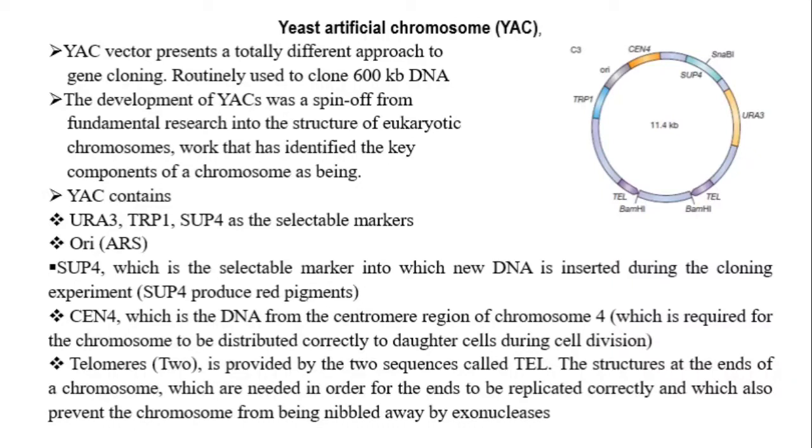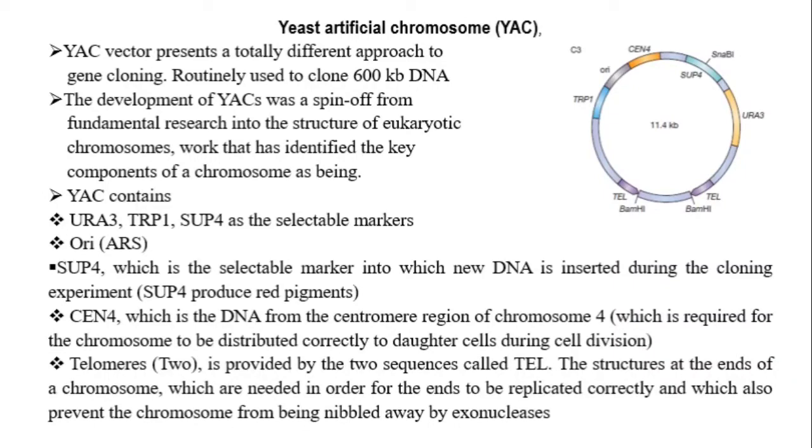SUP4 is a selective marker in which new DNA is inserted during the cloning experiment. The SUP4 gene helps to produce red pigmented colonies. During the recombination process, the foreign DNA is inserted into the SUP4 gene. So the transformed colony will not produce red pigment, because SUP4 will be inactivated.